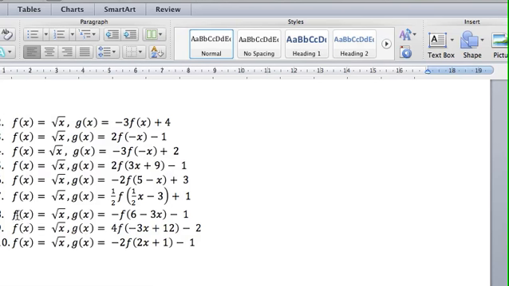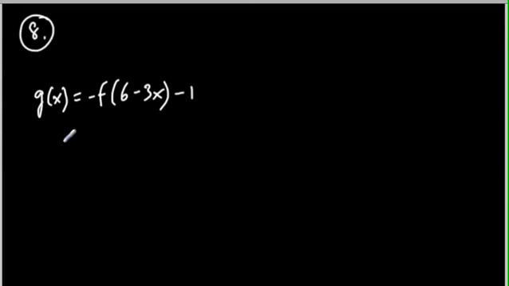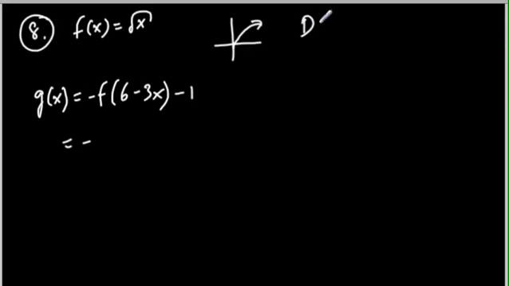All right, let's move on to the next one, number 8. Negative f of 6 minus 3x, minus 1. So if I factor, actually, let me just do f of x, which is that. We know that's what it looks like.